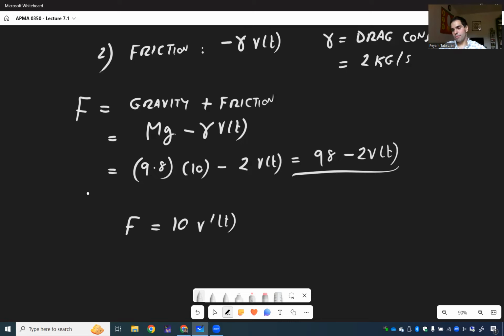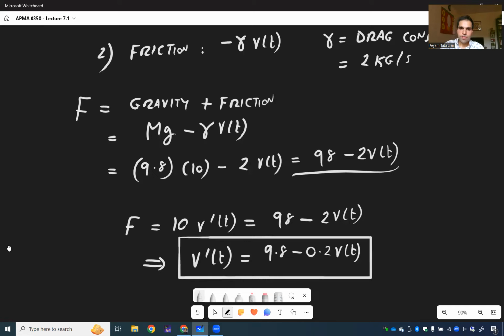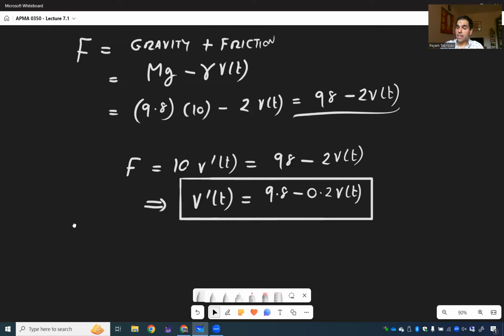So f was 10 v prime of t. In other words, we get 10 v prime of t is 98 minus 2 v of t. And last but not least, dividing by 10, we get our differential equation for v, which is v prime is 9.8 minus 0.2 v of t. And as I said, the cool thing is we can actually solve this differential equation, which we'll do now.